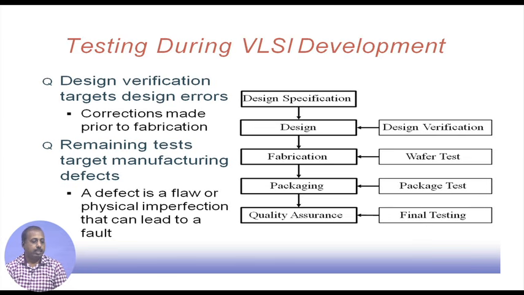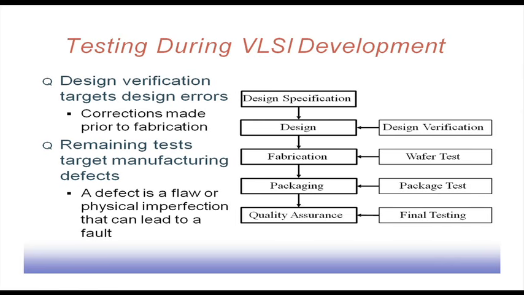All these remaining tests apart from verification will target manufacturing defects, that is, fabrication problems and packaging problems. As I told at the very beginning, a defect is a flaw or physical imperfection that can lead to a fault. A fault is like this: if two lines are shorted, we say there is a bridge that has been created. So, a bridge is a type of fault.